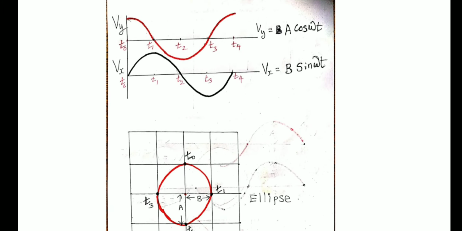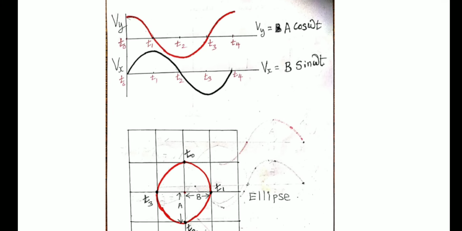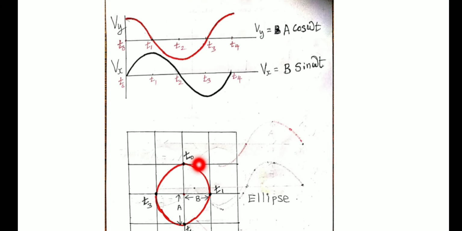Right? Now, at time t1, Vy is 0, but Vx is maximum. Hence, it moves from here to here. Because now Vx is maximum but Vy is 0, the luminous spot appears along the horizontal line to the maximum point.